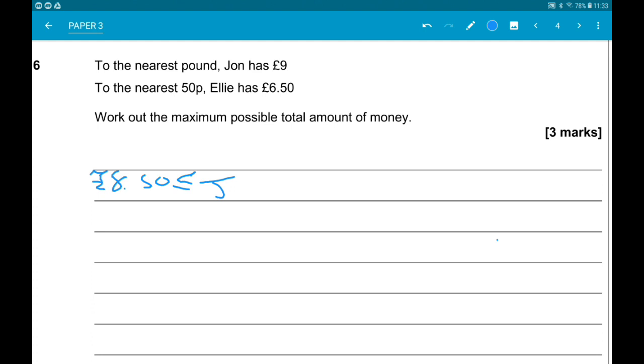Now usually with error intervals for the upper bound we use the first number that wouldn't round down. But with money we can only have whole amounts of pennies. So John can't have £9.50, but he could have £9.49.